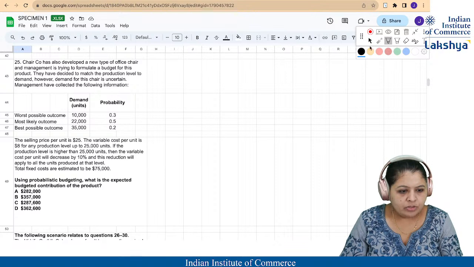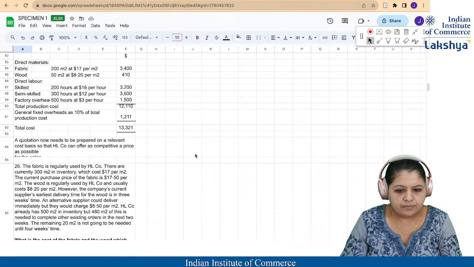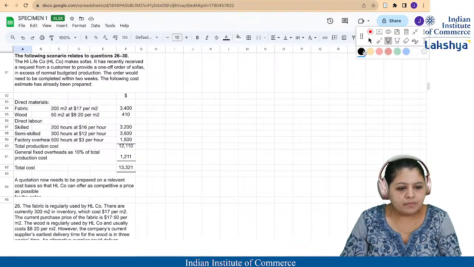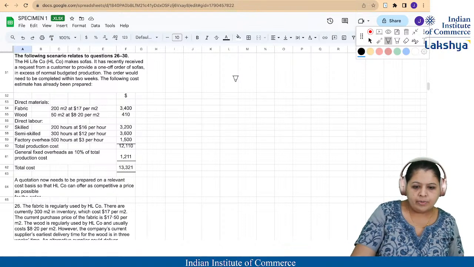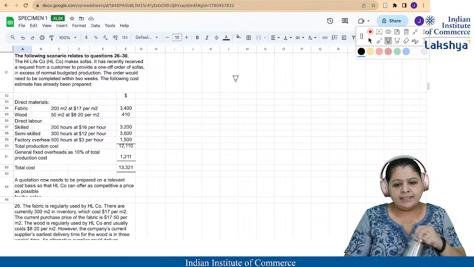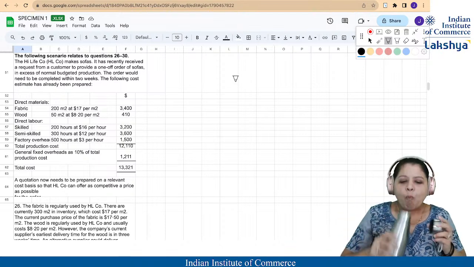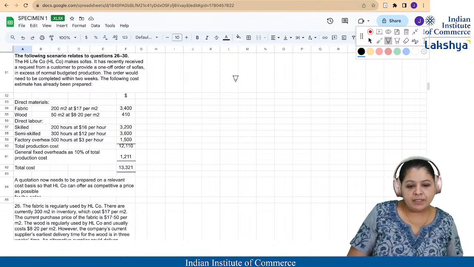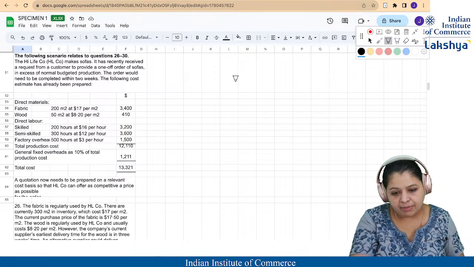Let's go into the next question, which is the last scenario based question here. High Life Company. High Life Company makes sofas and it has recently been requested by a customer to provide a one-off order for sofas in excess of normal budgeted production. The order would need to be completed within 2 weeks, and the following cost estimate has already been prepared.